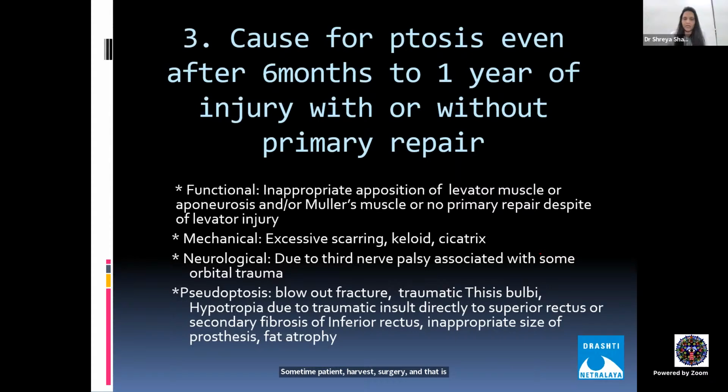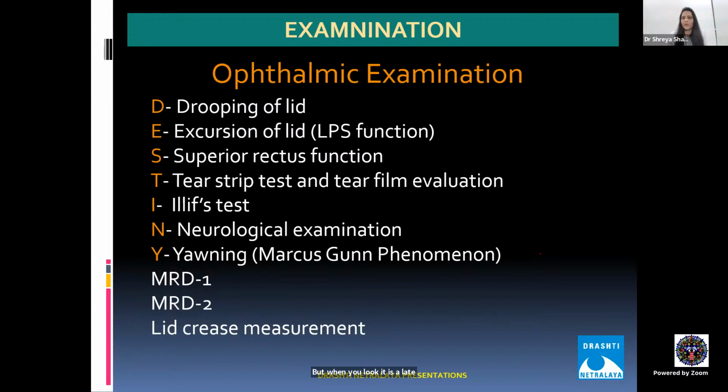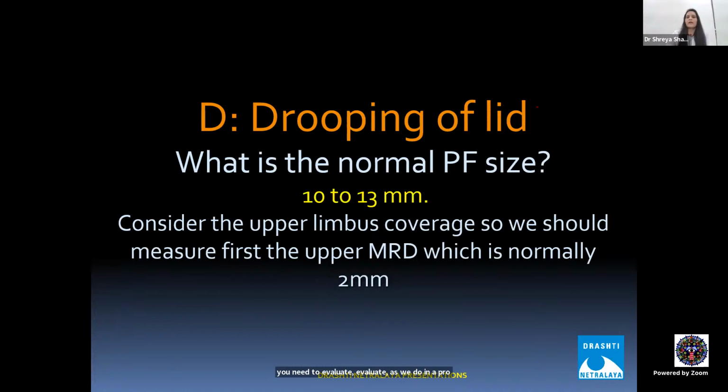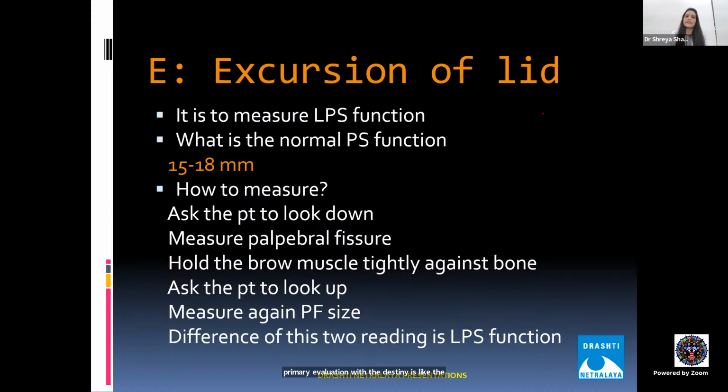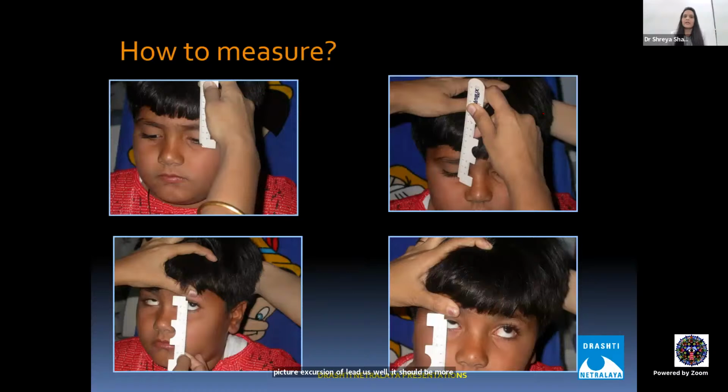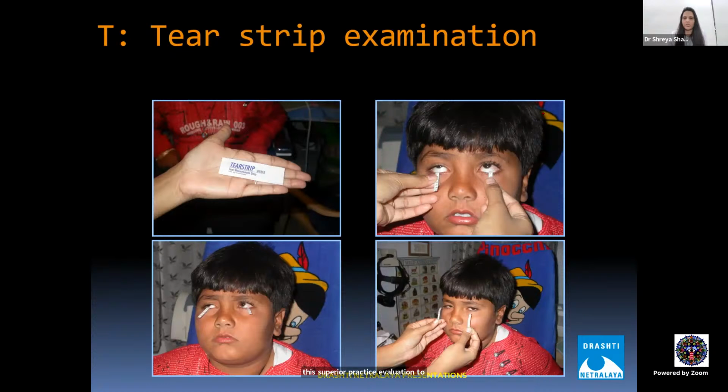But when it is a late presentation of ptosis, you need to evaluate as we do in a primary evaluation, with the drooping of the lid. How to measure the drooping of the lid is shown in the picture. Excursion of the lid should usually be more than 15 to 18 millimeters. So LPS function you can measure with this. Superior rectus evaluation and tear strip function are needed in order to decide the surgical method.